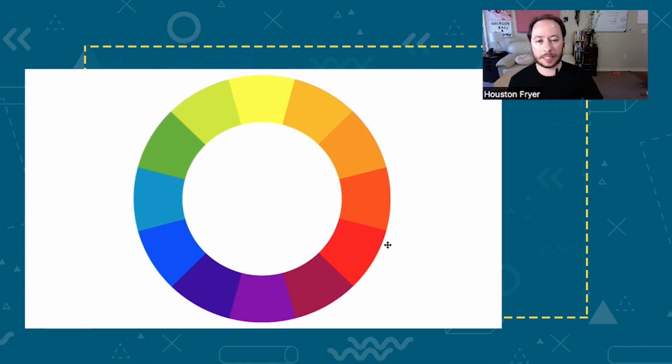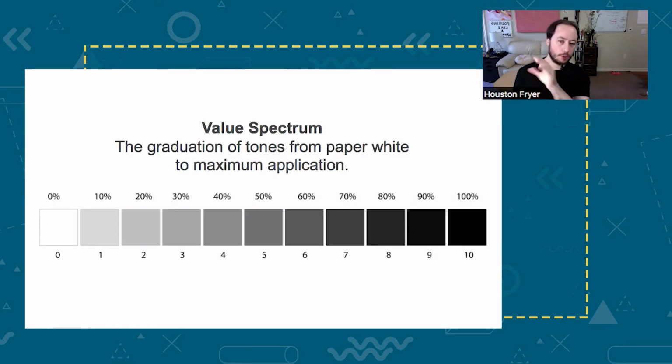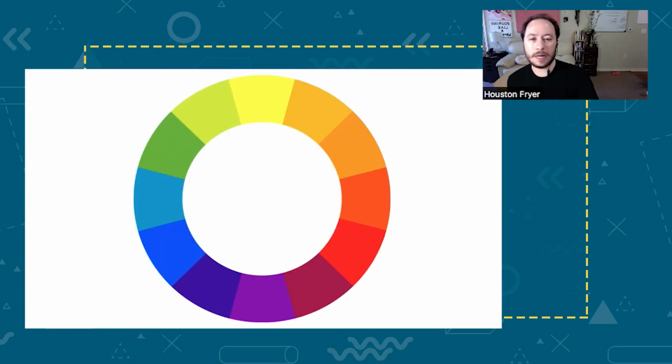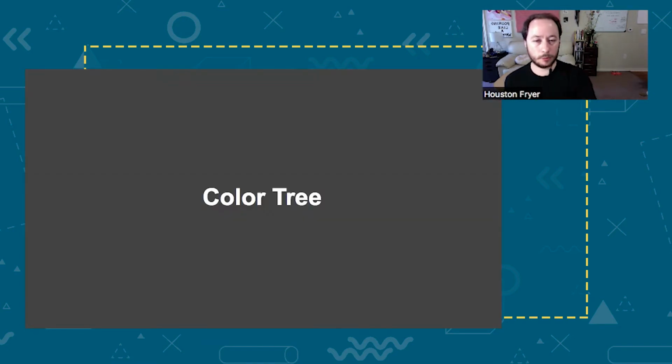So if we look at the basic color wheel, we can see there's a yellow, a red, a blue, a green, an orange, a purple. We're not going to focus too much on this yet, but when we look at the value spectrum, it goes from 0 to 10, from lightest to darkest, and you may notice that these colors also have a value. They have a value because all color has value. So if we take the idea of a color wheel and combine it with the idea of a value spectrum, we get what's called the color tree.